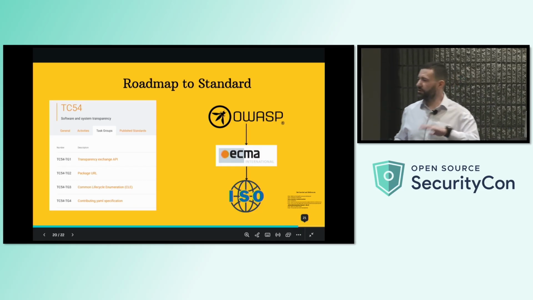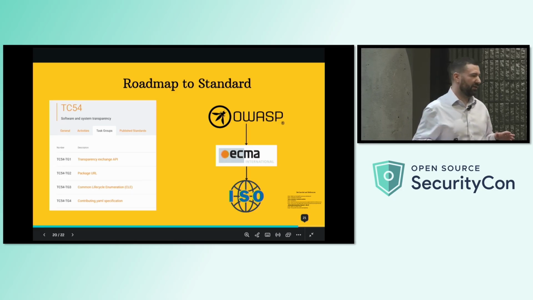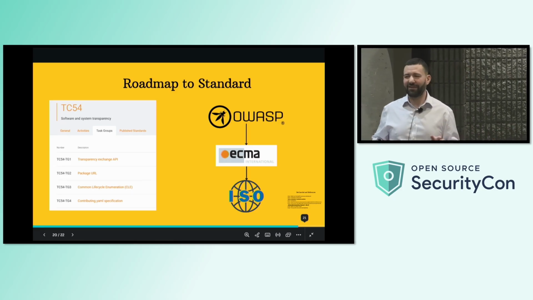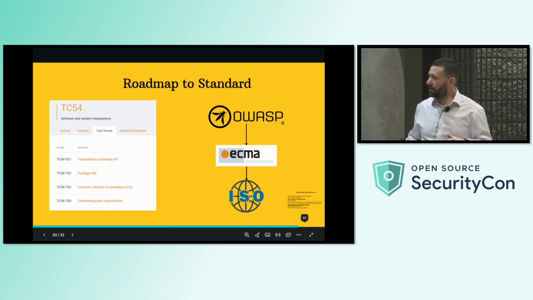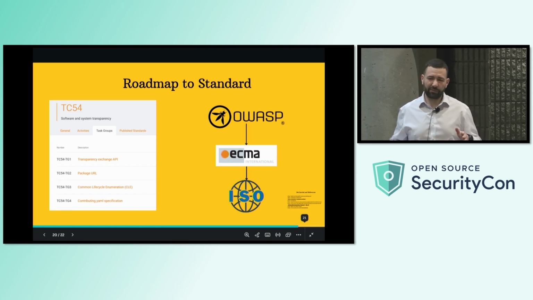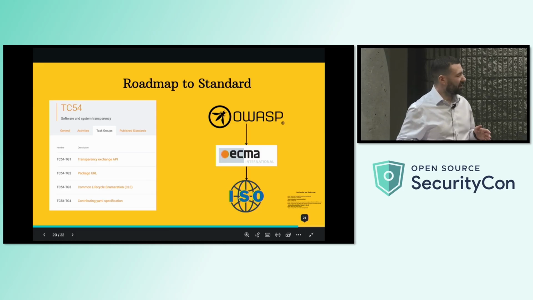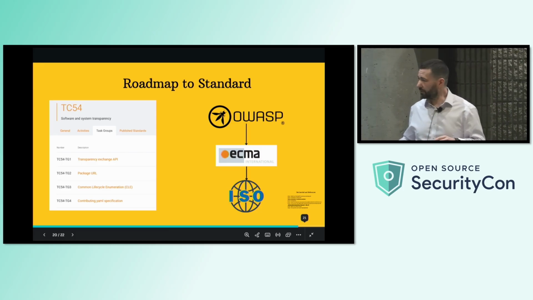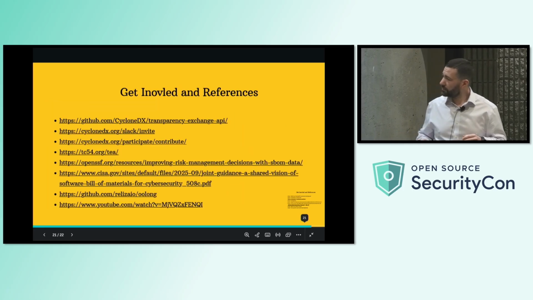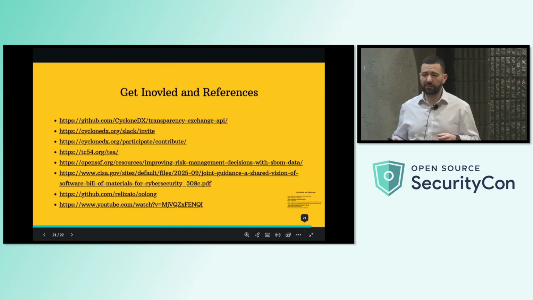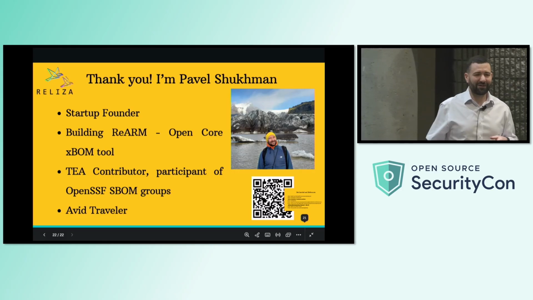Future steps. As I mentioned, OWASP is now handling the project. The plan is to become an ECMA standard next year, either June or December, depending on how fast we move. And then eventually an ISO standard. Also, the project is in a group with other projects like package URL, Common Lifecycle Enumeration, and a few others. Slide with some references. I also put references to the tools I used. And thank you for listening.